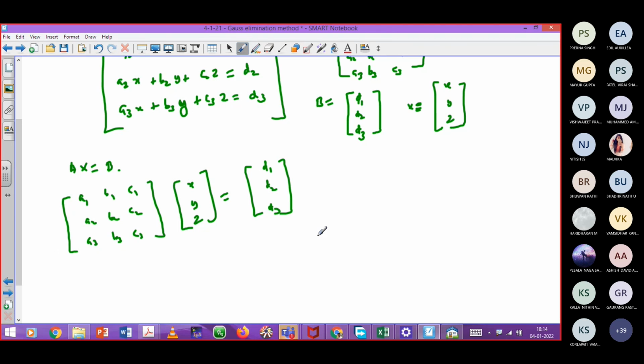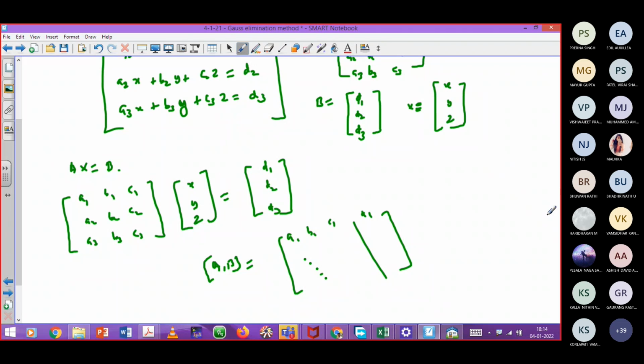So it's a vice versa. One more point you need to know. A comma B is nothing but the augmented matrix of A and then B. That means you need to simply merge two matrices, A comma B. That means A1, B1, C1 and then D1. In the same way, you have to fill the remaining rows also: A2, B2, C2, D2, A3, B3, C3, D3. So this is the augmented matrix.